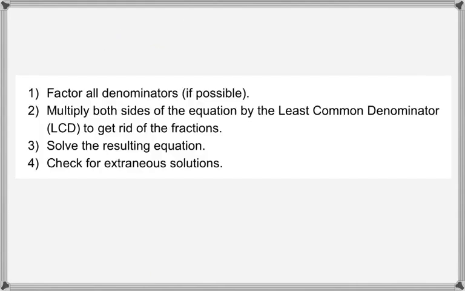So here are the steps. First, we're going to want to factor all the denominators. Some of them may not be able to be factored, but any of them that can be factored, we should factor. And then we're going to multiply both sides of the equation by the least common denominator. We often talk about the least common denominator when we're trying to write fractions with the same denominator. In this case, though, we're going to multiply both sides of the equation by it so that all of the denominators disappear.